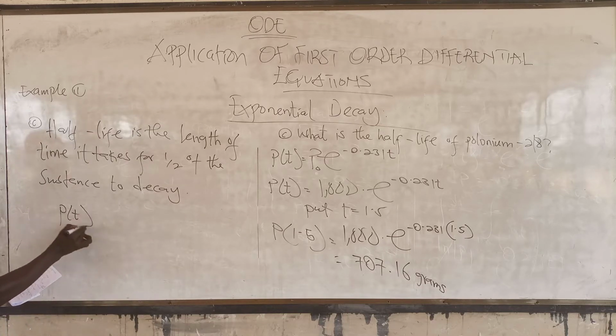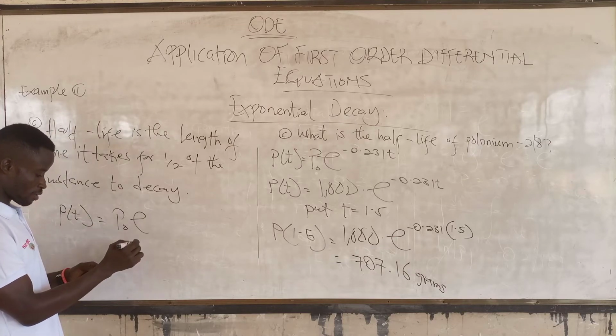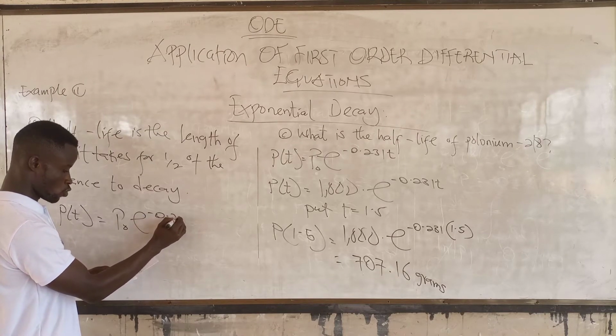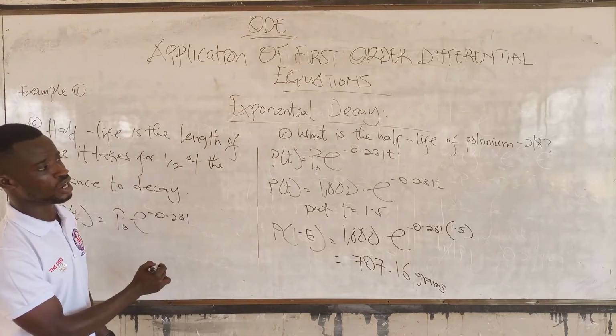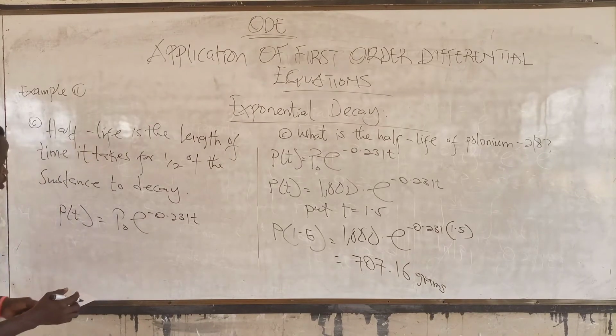P of t is equal to P naught e raised to the power. Don't forget we are looking for the time. Very good. Alright. So that's that.